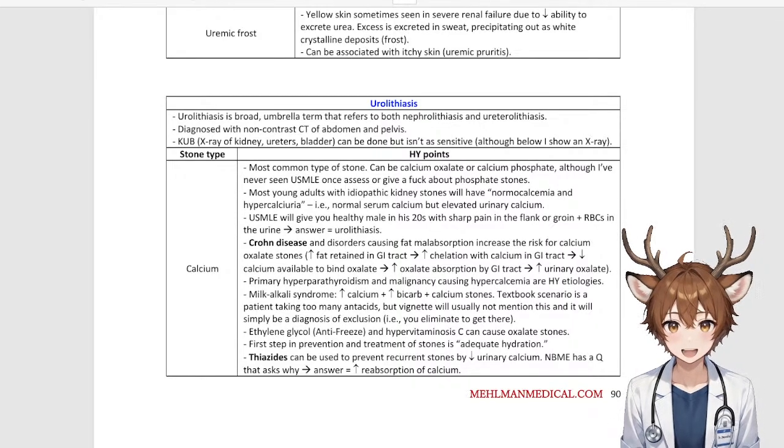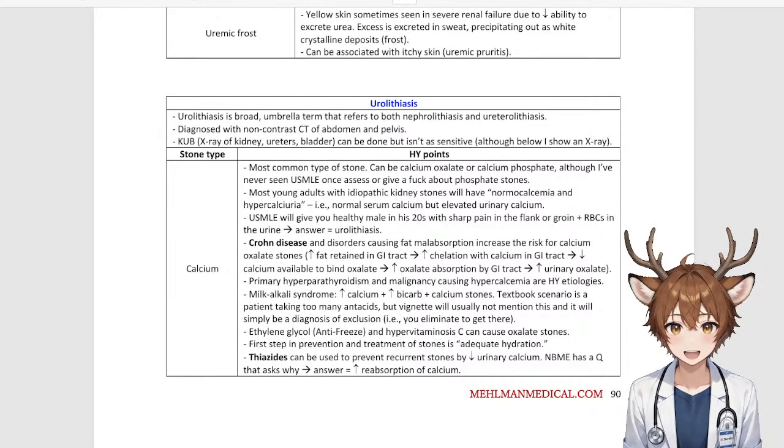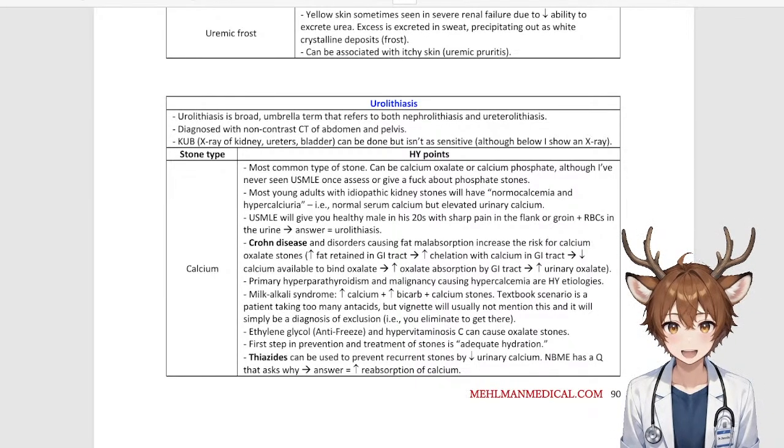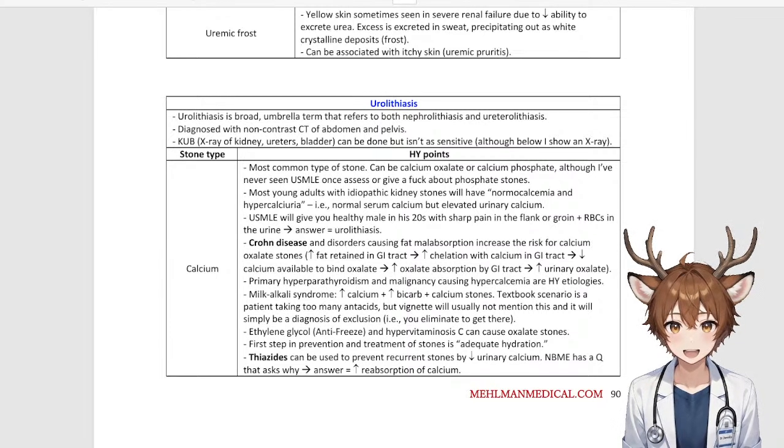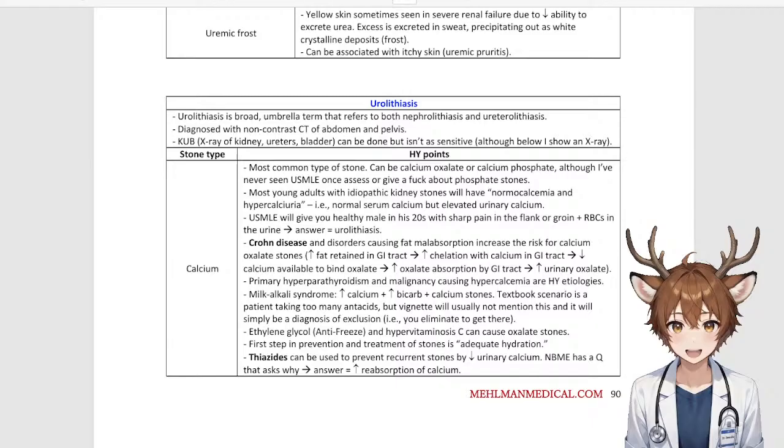Crohn's disease and disorders causing fat malabsorption increase the risk for calcium oxalate stones because elevated fat retained in the GI tract causes chelation with calcium in the GI tract, which causes a decrease in calcium available to bind oxalate, which causes an increase in oxalate reabsorption by the GI tract, which causes urinary oxalate.